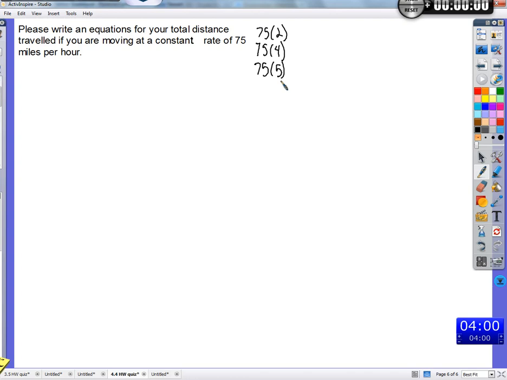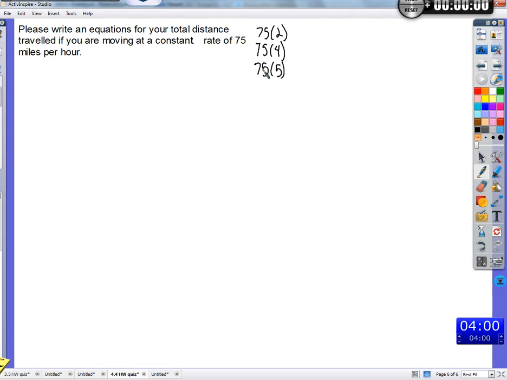Cameron? If I were to give you a time right now, what would you do with that time to figure out how far you've gone? 75 plus 75? Over 2 hours, what did we do? It took 2 hours. Times 75. Times 75, 4 hours times 75, 5 hours times 75. If I were to give you time 6, 7, 8, what would you do with that time? Multiply by 75. Yeah, whatever it is, right?